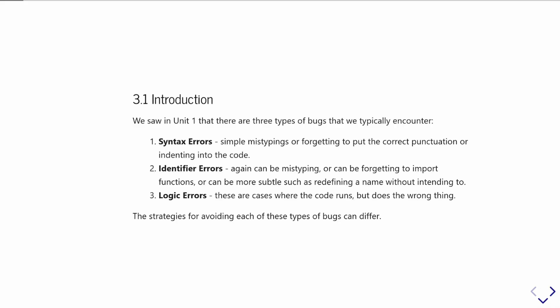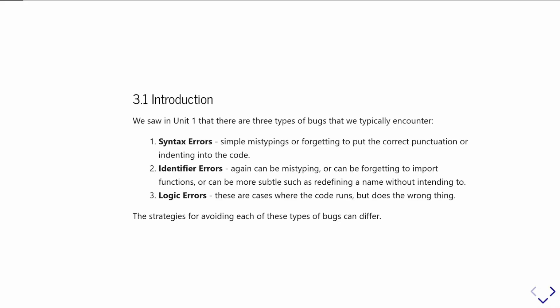Then there are identifier errors. Again, this can simply be mistyping a variable name or a function name. It can also be where you've forgotten to import something that you later rely on in your code. But there are also some examples where it can be a bit more subtle, where you accidentally redefine a name in a way that you weren't expecting. I'm going to show you some examples of how that can happen in really not very obvious ways at all. And then the final type of error, and the hardest one to track down, is the logic error.